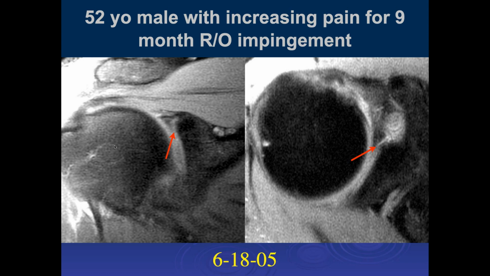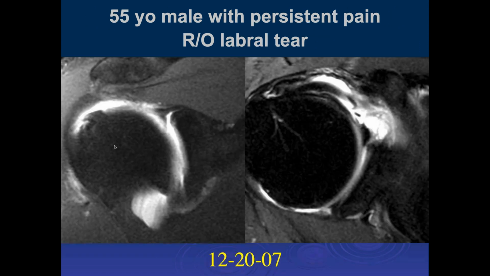This was on 6/18/05. Patient came back with persistent pain on 12/20/07, and this is an arthrogram. On this one, the superior anterior labrum looks pretty frayed. It looks irregular, and I think superiorly it looks like there might be a tear there. Well, the margins are pretty smooth here. I don't see any signal going out into the labrum itself there.